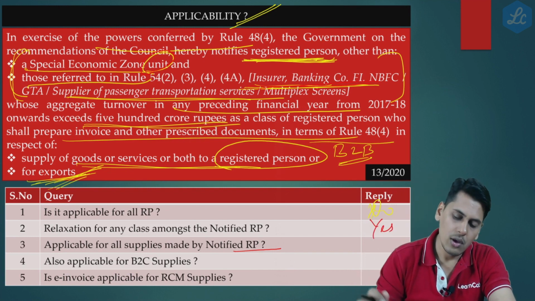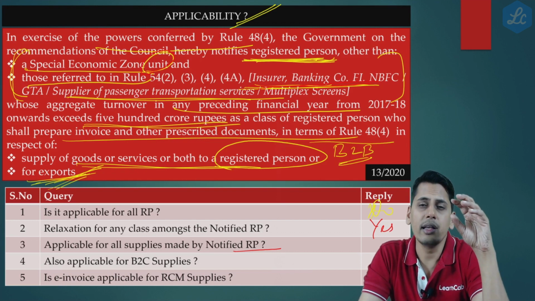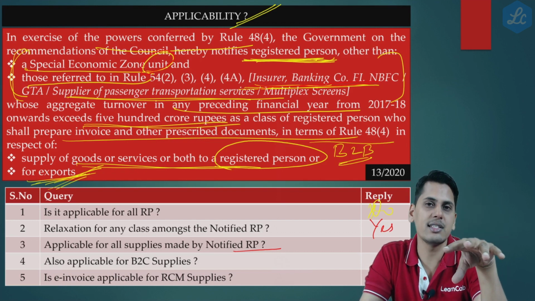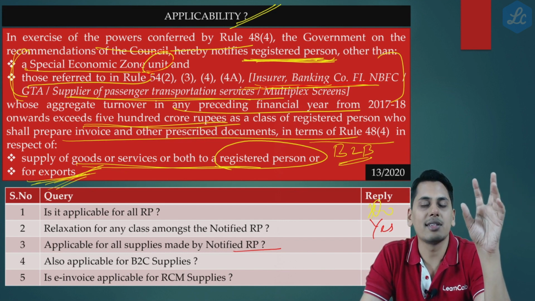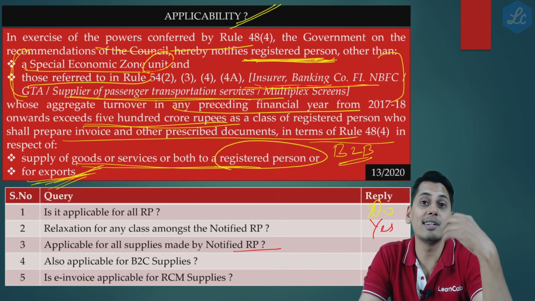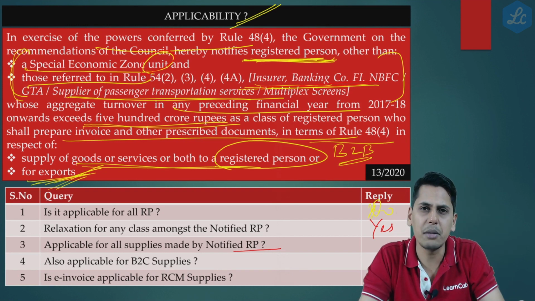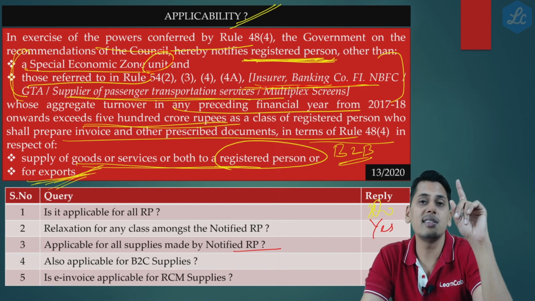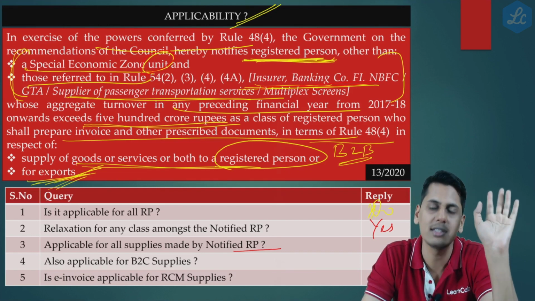Friends, please understand what is the differentiation point between B2B and B2C. If the supply is from one GST registered person to another GST registered person, it is B2B. If the supply is from one GST registered person to an unregistered person under GST, he might be a business person, never mind. He might be doing some business. Is he registered under GST? If yes, it is B2B. If no, it is B2C.